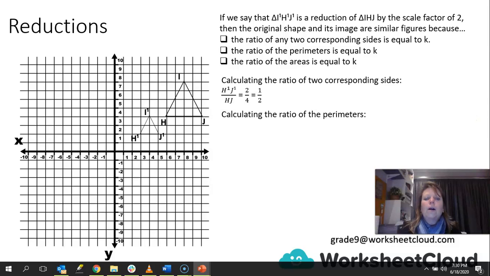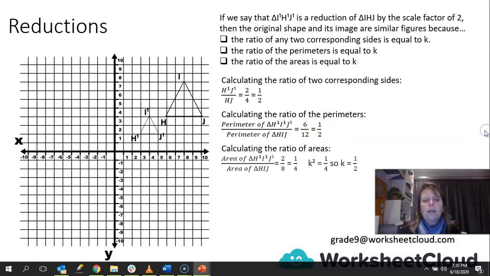Calculating the ratio of the perimeters, one perimeter is 6 and the other one is 12. So again, we come back to our half. Calculating the ratio of the areas, we've got an area of this one being 2 and an area of this one being 8. Remember, that gives us a quarter. K squared is a quarter, so K is a half, which comes back to our scale factor.